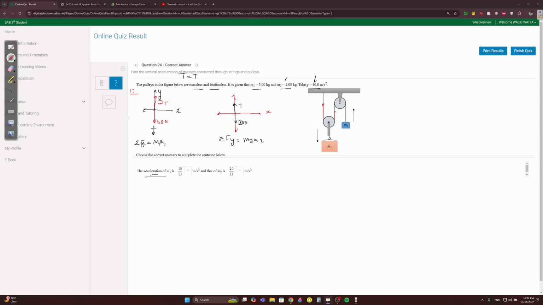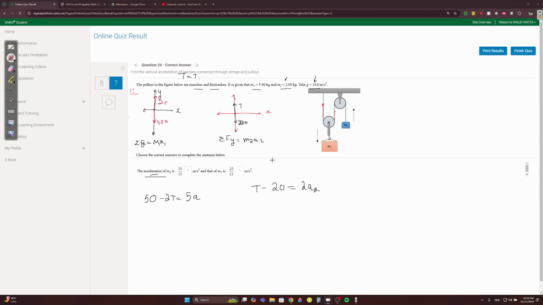Sigma Fy is equal to m1a1. Where's it accelerating? Accelerating downwards, so that means the 50 is greater than the 2T. So 50 minus 2T is equal to the mass of 1, 5 times a1. Then here you're going to say sigma Fy is equal to m2a2. What are the forces we have? T and 20. It's going up, so that means T is greater than 20. So T minus 20 is equal to m2a2, so 2a2.